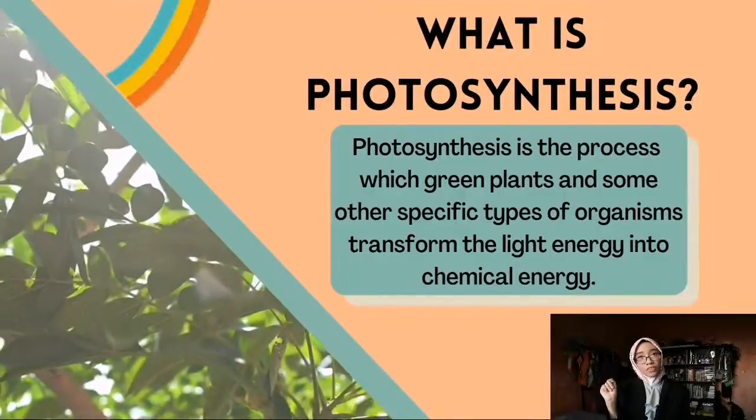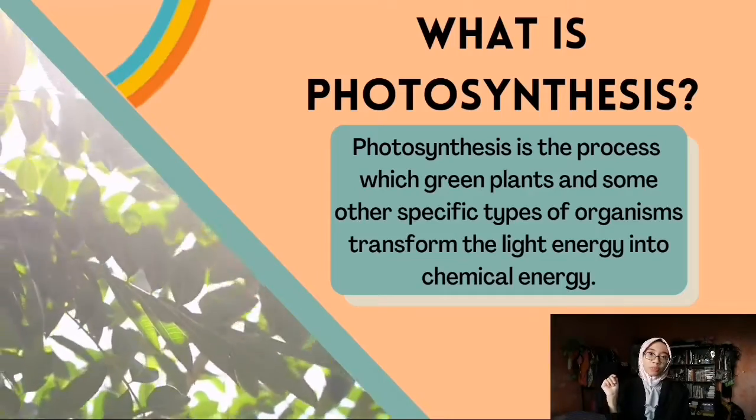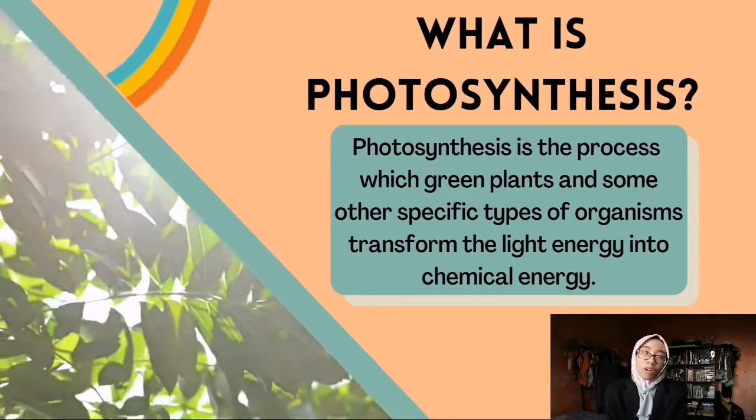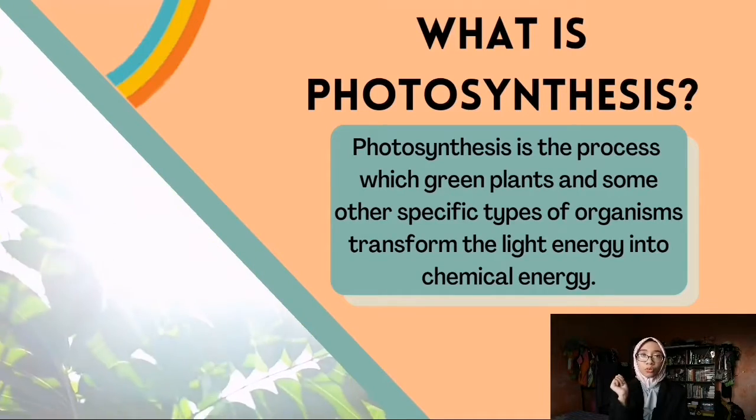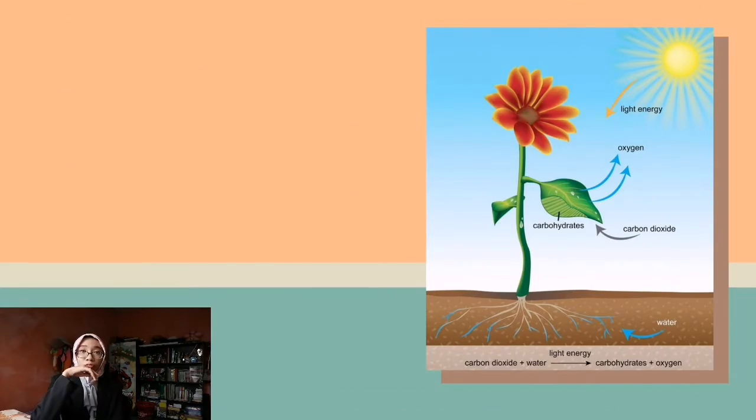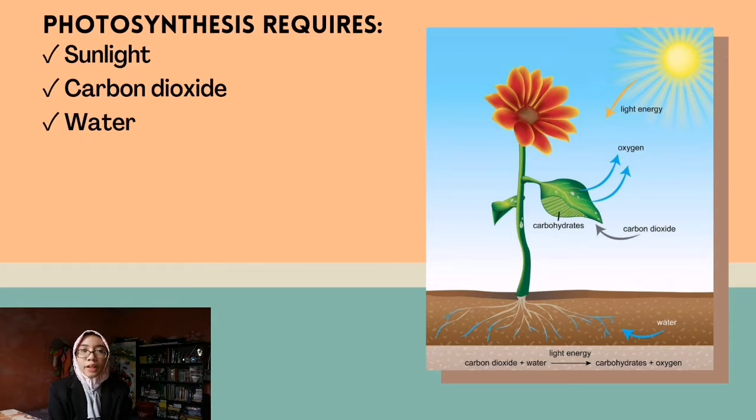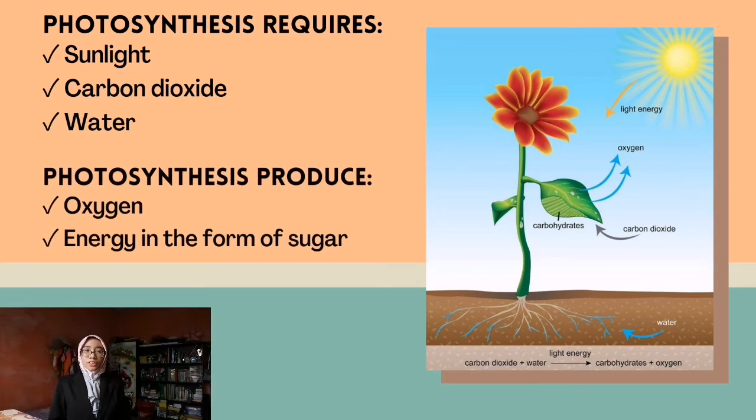So, photosynthesis can be defined as a process in which green plants and some specific types of other organisms transform the light energy into chemical energy. During photosynthesis, the process requires sunlight, carbon dioxide and water to convert into oxygen and energy-rich organic compounds.